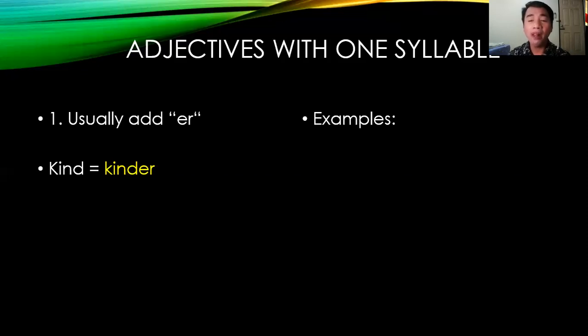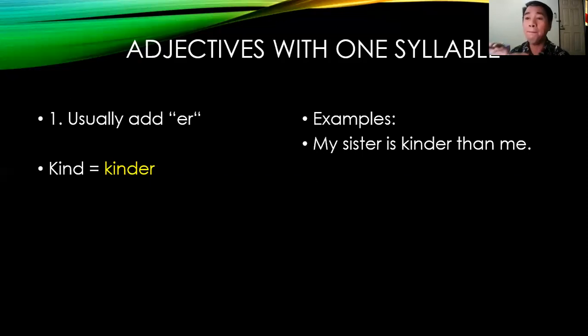Examples. How will you construct the sentence using kinder? My sister is kinder than me. Okay, so that is the sentence. My sister is kinder, don't forget the preposition than me. It is used to compare two persons, so you have to use the preposition than. My sister and me. So you compare the two.